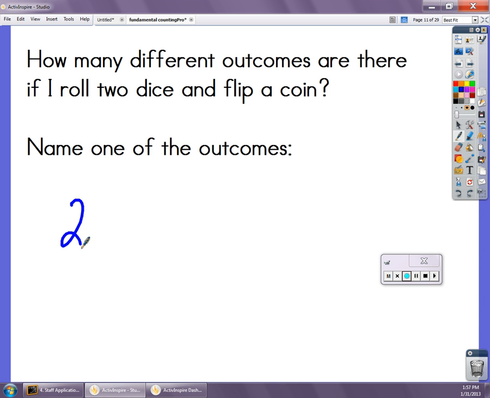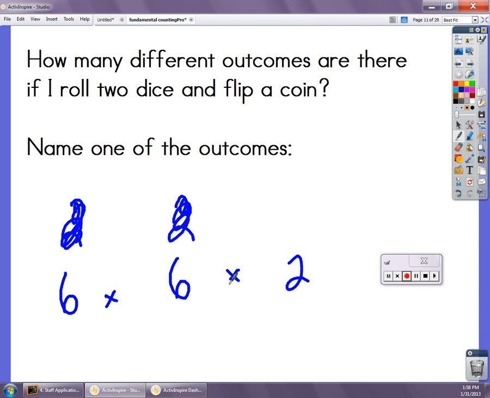So, 2 dice and flip a coin. When you roll the first dice, there are 6 outcomes that could happen. The second dice, there are 6 outcomes. And when you flip a coin, there are 2. So 6 times 6 times 2 will get you 72 total outcomes.